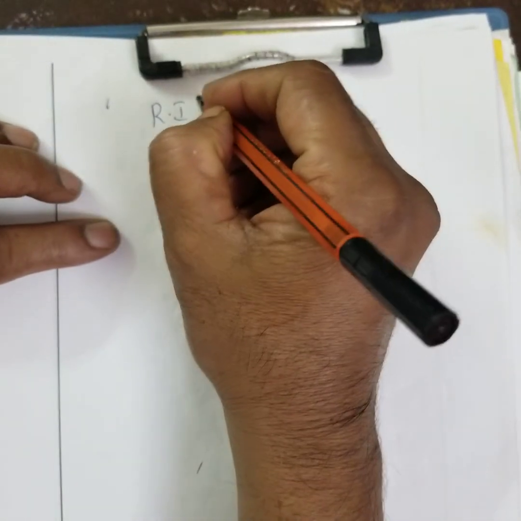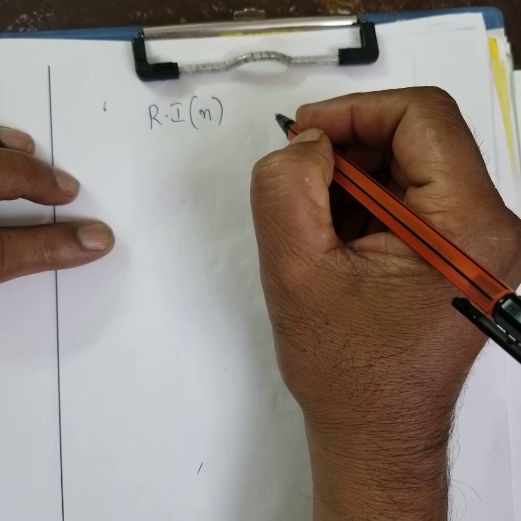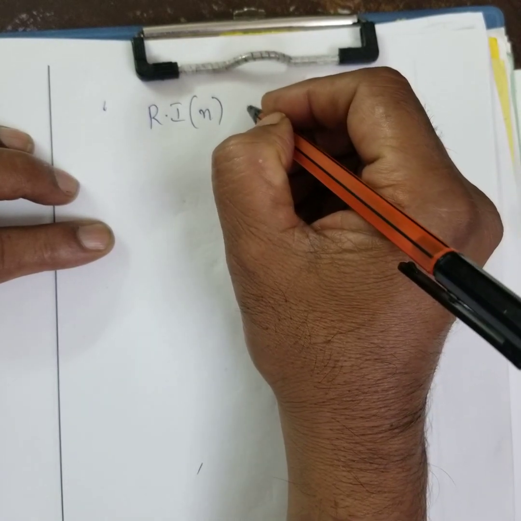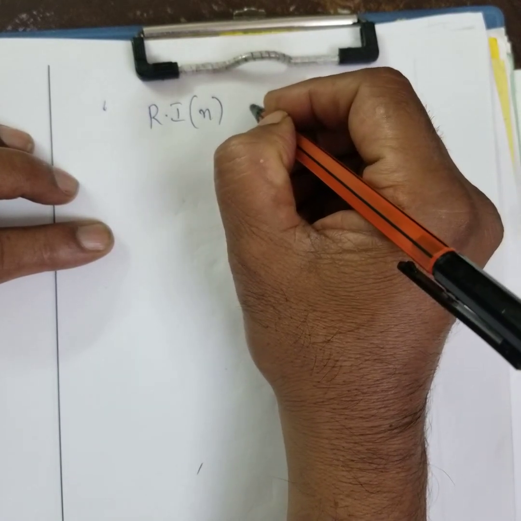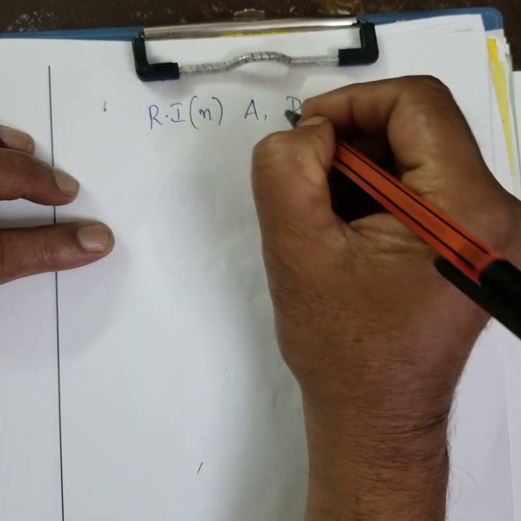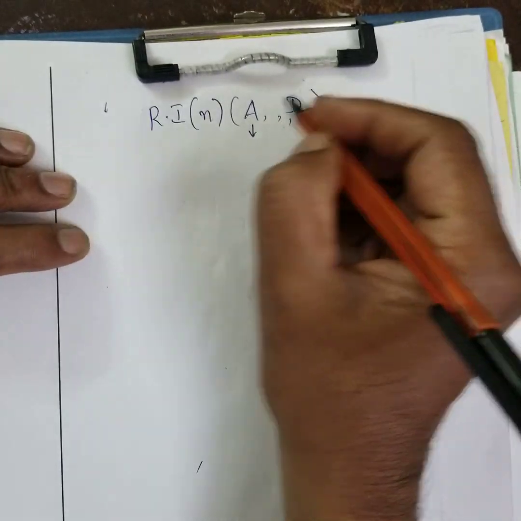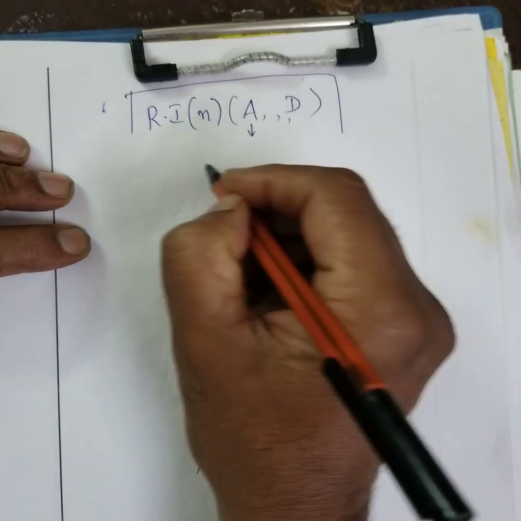For the refractive index of the material of a prism, in terms of the angle of the prism and the angle of minimum deviation, you have to obtain an expression.